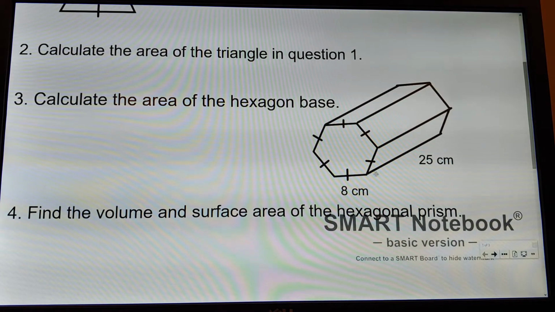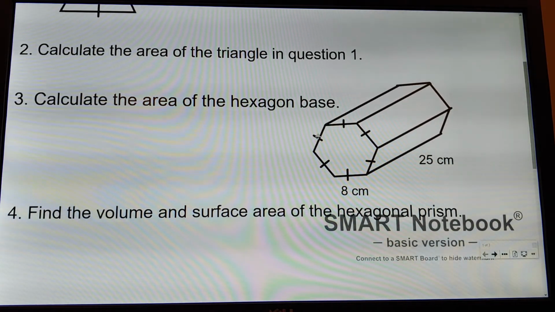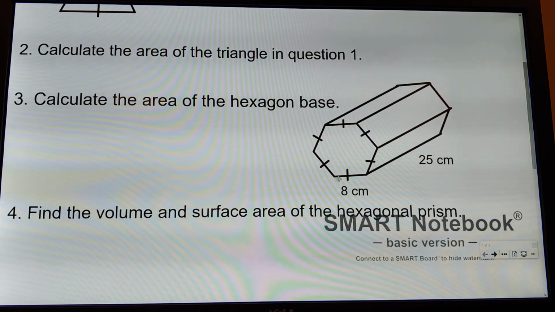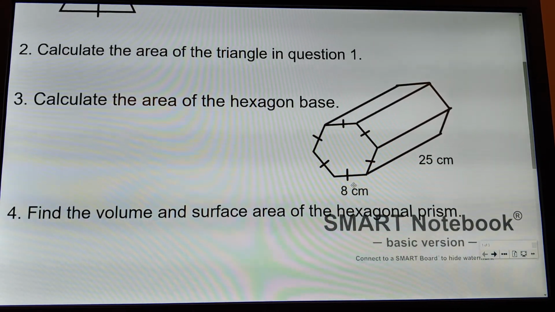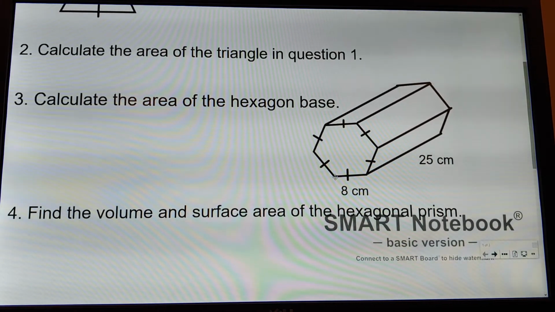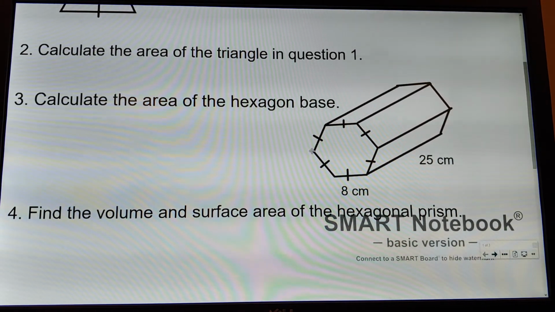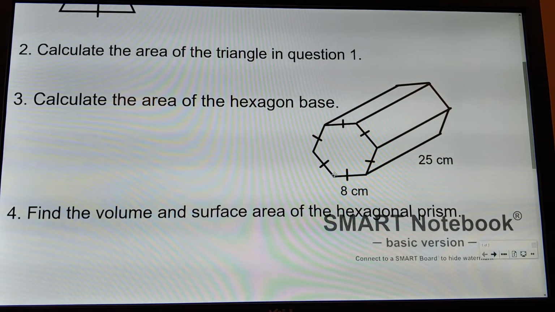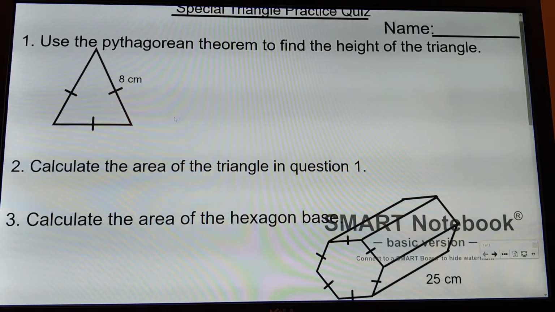So we see we have our figure here, and it's got a hexagon base, and we see the little marks on there that this is 8 centimeters all the way around. So it's a regular hexagon. And then hopefully you remember from the lesson from this, to calculate the area of the base, we're going to break this into 6 equilateral triangles, each with 8 centimeter sides, just like you did here.